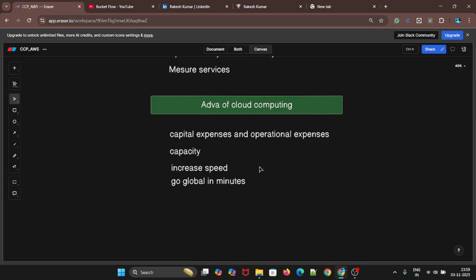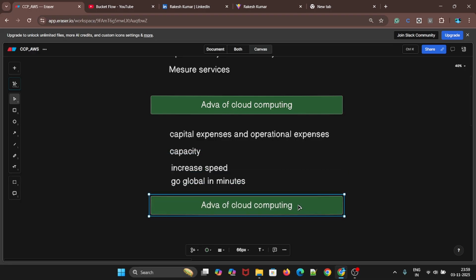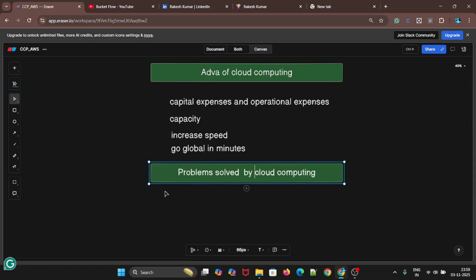Now we'll see what problems cloud computing solves. If we have a solution, you might have a problem also. So for that, let me write it: problems solved by cloud computing. First problem, flexibility. When you need it, make it up and running.